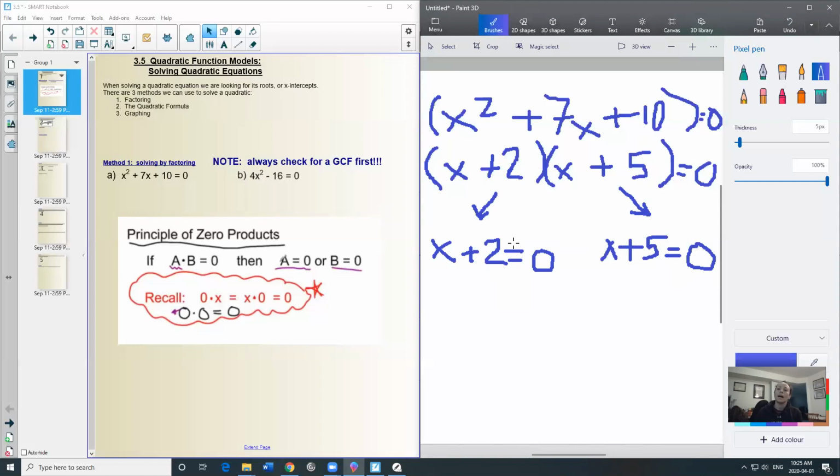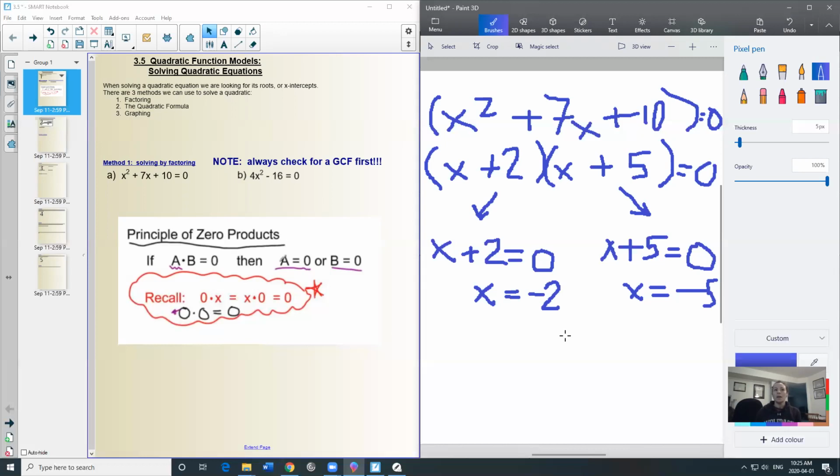Okay, so I set each one of these brackets equal to 0 and I can solve for x in both cases. If I need to isolate for x here, I've got to take this plus 2 and bring it onto the other side. The opposite of adding is subtracting, so when you bring it over, it would be x equals minus 2. And over here, I have x plus 5. When I bring the plus 5 onto the other side, it would be x equals minus 5. Okay, so these two would be the solutions to your quadratic equation.